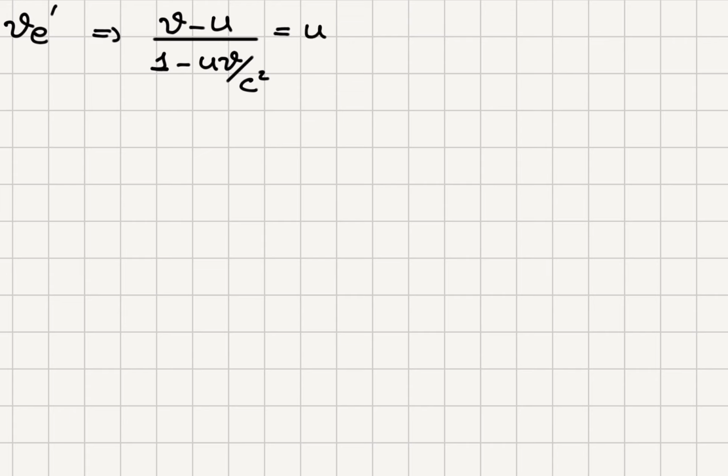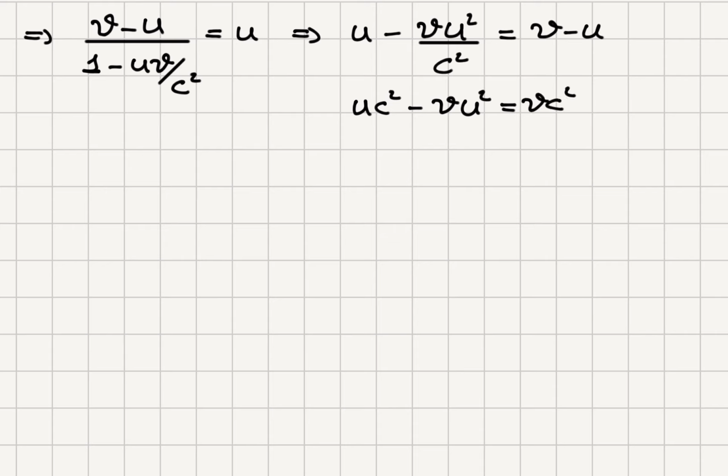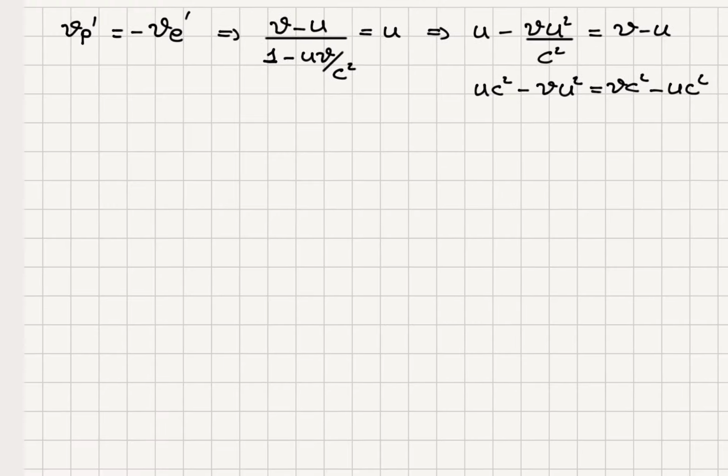All right. So this tells us that we have, multiplying this with u, u minus v u squared over c squared is equal to v minus u, or we can write this as u c squared minus v u squared is equal to v c squared minus u c squared. All right, so let's rewrite this here.